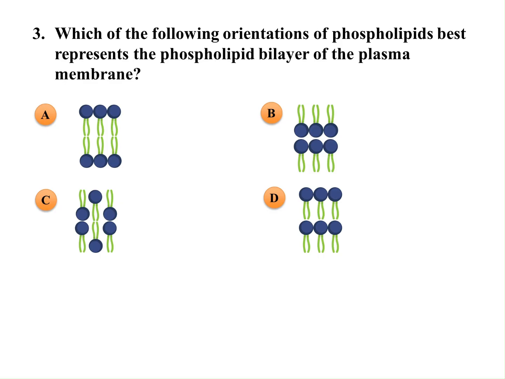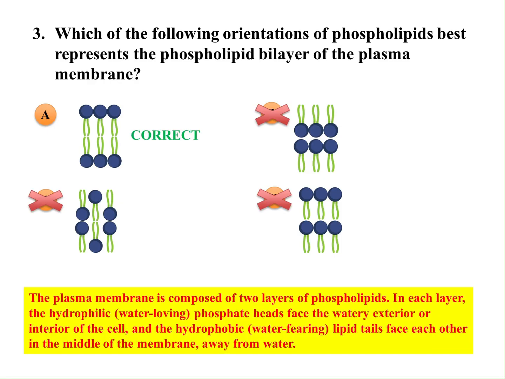Which of the following orientations of phospholipids best represents the phospholipid bilayer of the plasma membrane? Of course, the answer is A, because the plasma membrane is composed of two layers of phospholipids, and in each layer, the hydrophilic or water-loving phosphate heads face the watery exterior or interior of the cell, and the hydrophobic water-fearing lipid tails face each other in the middle of the membrane away from water.